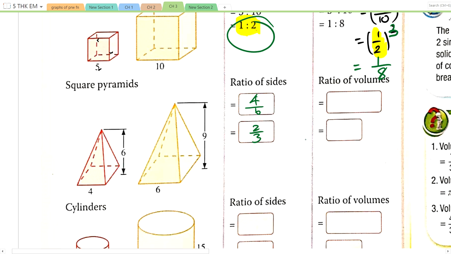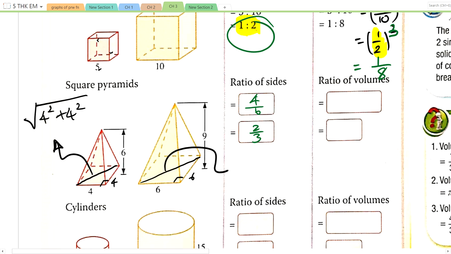If you like, you can even calculate this diagonal length from here to here. If this is 4 and this is 4, with a right angle, that will be the square root of 4 square plus 4 square, by Pythagoras theorem. Then this one over here will be the square root of 6 square plus 6 square. Then if you find the ratio, you will again get 2 to 3. Always. So what do you think is going to be the relationship for the ratio of volume?